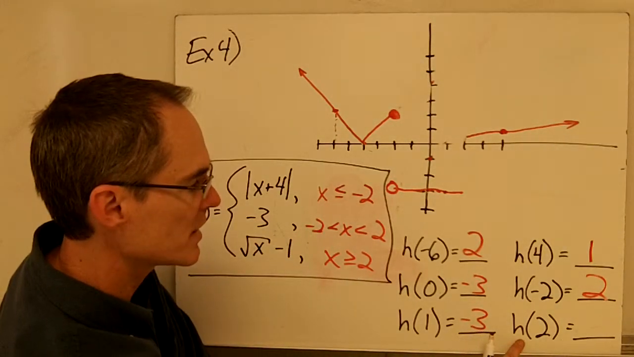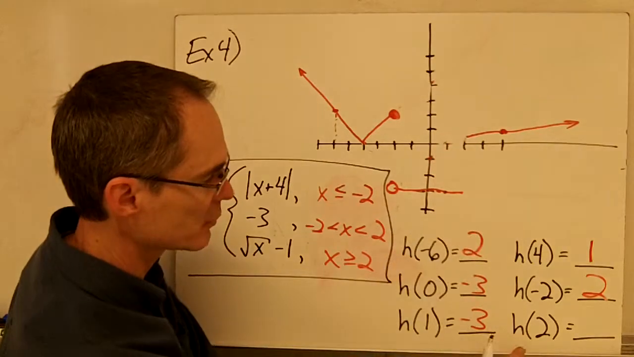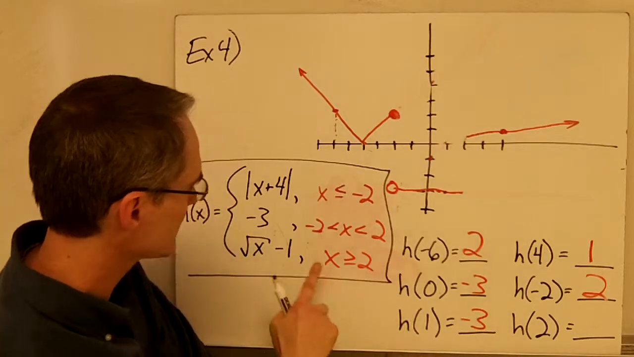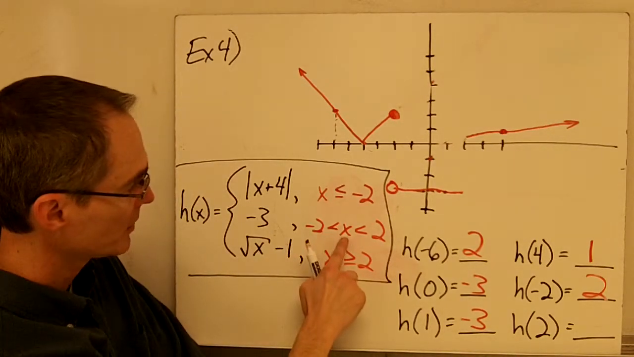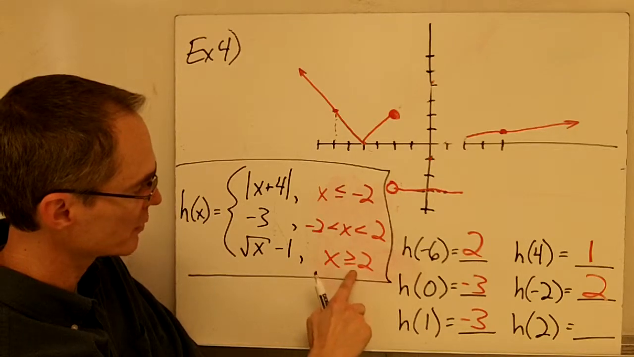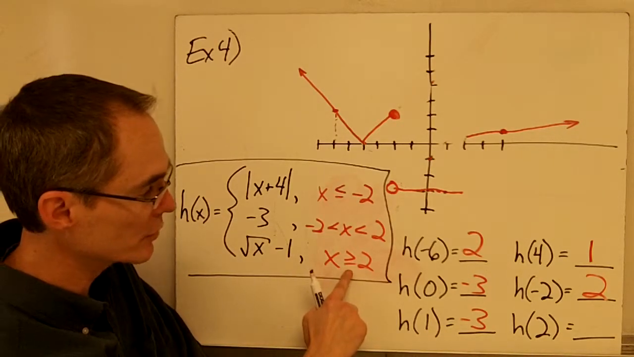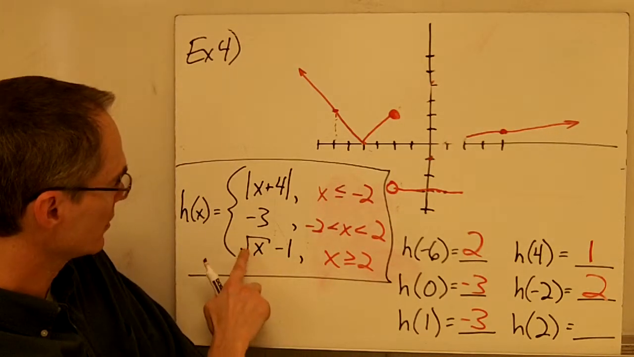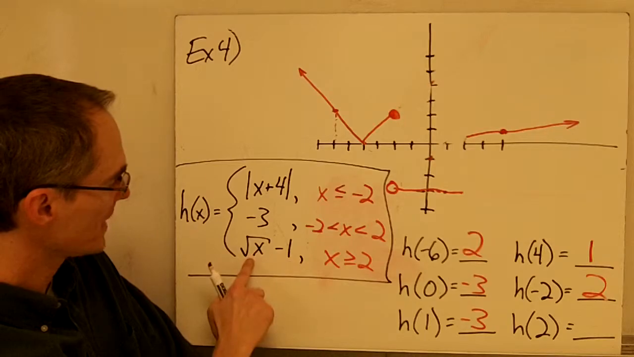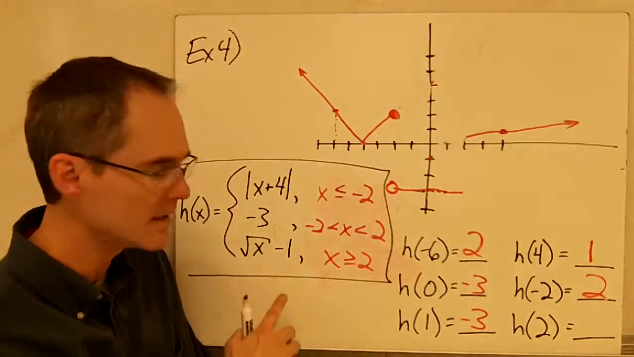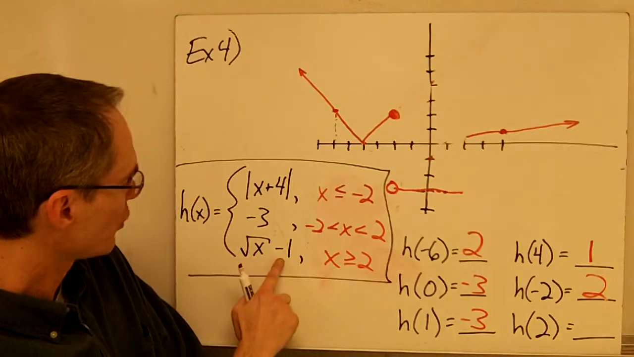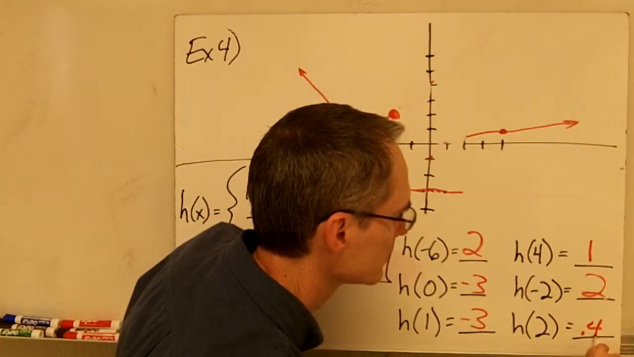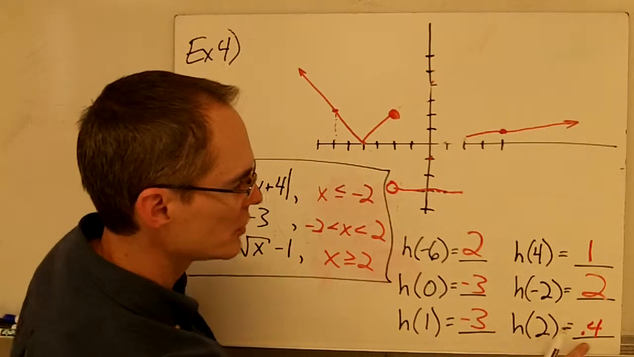So let's see if we can do the same thing for this breakpoint over here where x is equal to 2. So when x is equal to 2, the value of my function, h of 2, let's see again. I'm not going to use this middle one because that's only for x values that are less than 2. This is the one I want when x is greater than or equal to 2. So I plug x equals 2 in here and get the square root of 2 minus 1. The square root of 2 is approximately 1.4, so 1.4 minus 1 is approximately 0.4. So h of 2 is 0.4.